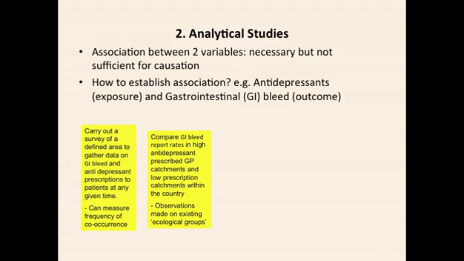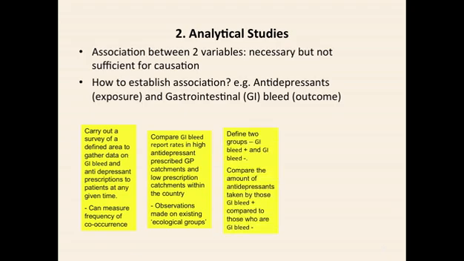Secondly, there is some degree of natural variation in antidepressant prescription rates across the GP catchment areas in the country. I can obtain the reported rates of GI bleeding as well as the rates of antidepressant prescription from these GP catchment areas and see if a relationship exists between the two rates. I may find low rates of GI bleed in areas where the prescription rates of antidepressants are also low, suggesting an association between the two.